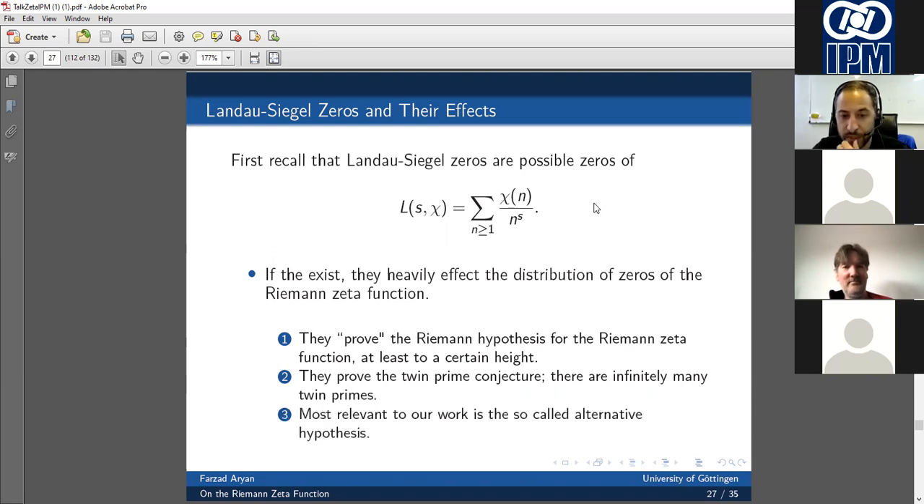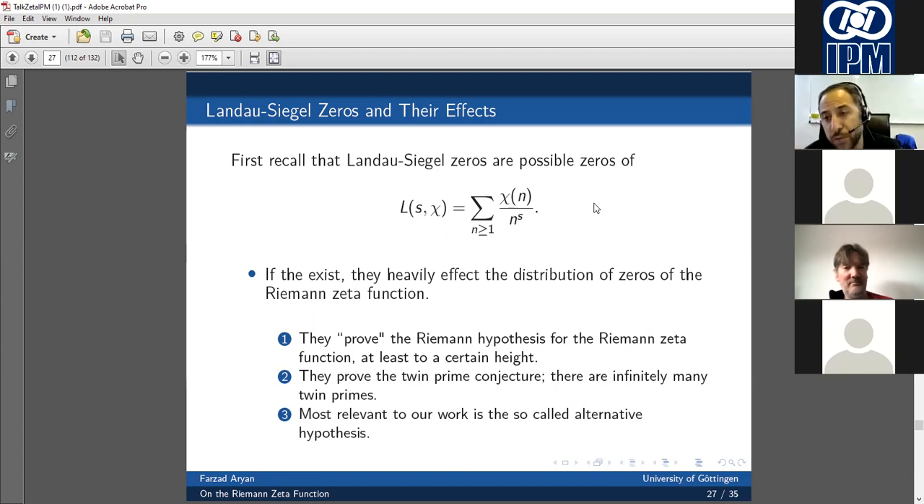But the most relevant thing they do, relevant to what I'm going to talk about, is the so-called alternative hypothesis. In an informal way, if they exist, they seriously mess with the distribution of the zeros of the Riemann zeta function, or what is called pair correlation. When Montgomery was working on the pair correlation, he came up with a conjecture.